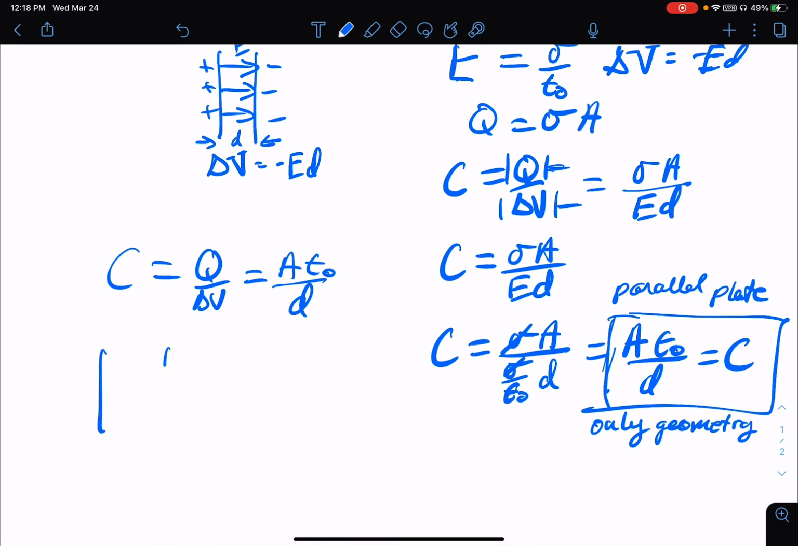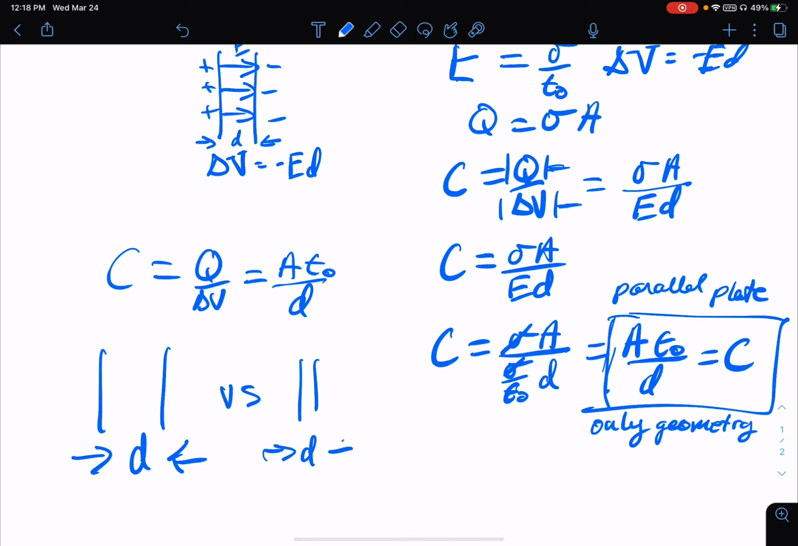The farther apart they are, if D is some bigger value versus really, really close together, that definitely has an impact. And if you look at this, you're dividing by D. So the bigger the denominator is, the more you're splitting up the numerator. So you're dividing by a larger number, and that would make the overall capacitance go down. So whenever D is a bigger number, whenever you're spreading them out, you're lowering the overall capacitance.